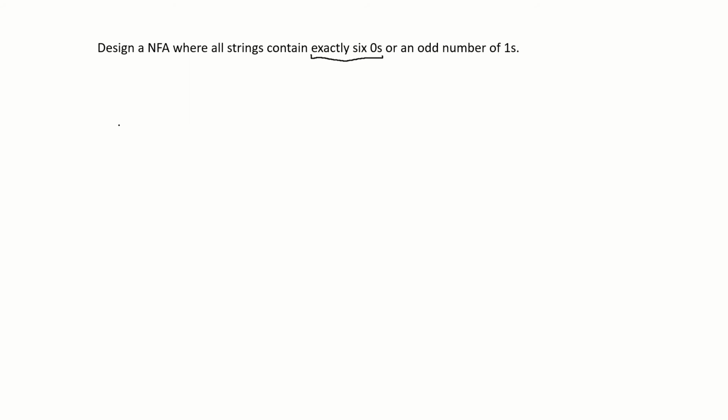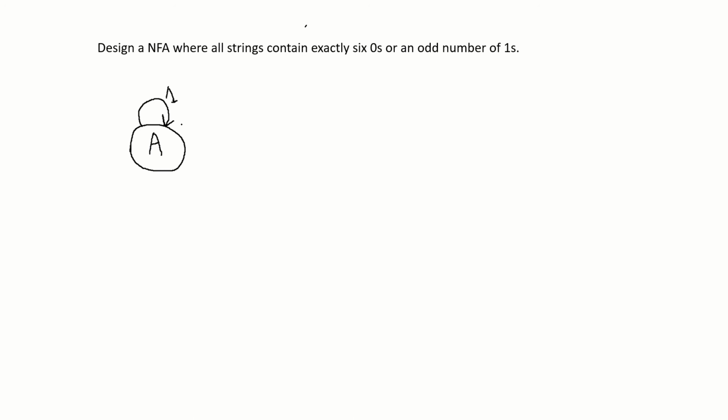So let's have the state A, which is our start state for this part. You can see that the number of 1 doesn't matter in this case, right? So for that reason we will have a self loop of 1 on A.